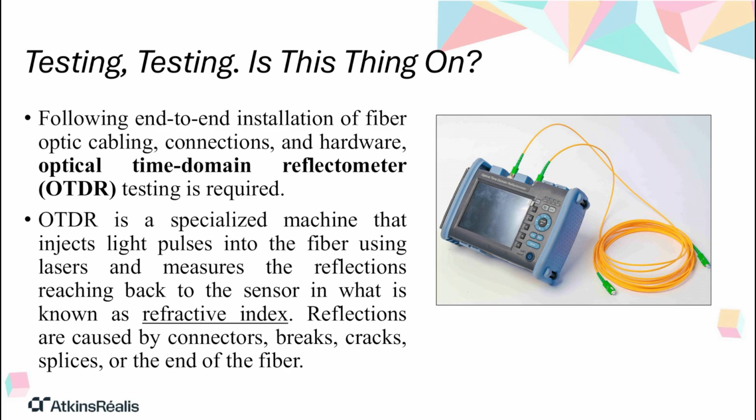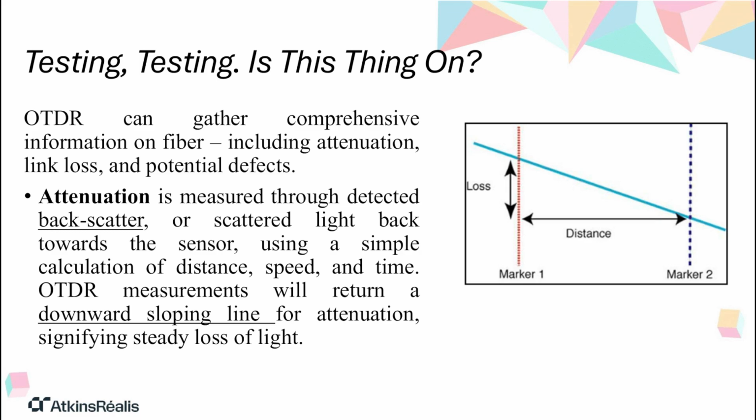How does it work? What does it actually do? Basically, it shoots a pulse of laser light down the fiber and then listens for reflections, or echoes, coming back. It uses the timing and strength of these reflections, based on the known speed of light in glass fiber, to map out the entire fiber run. So it can see things along the fiber.